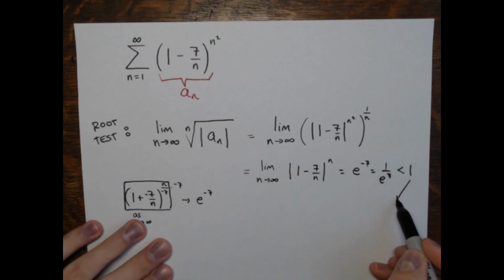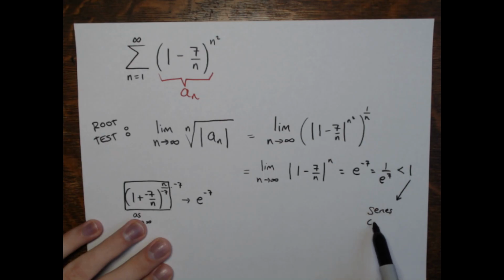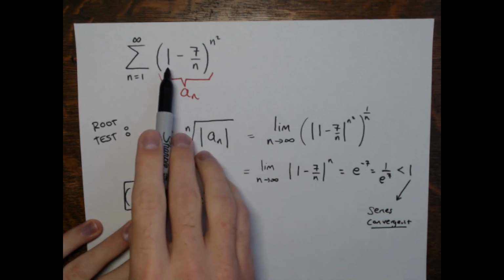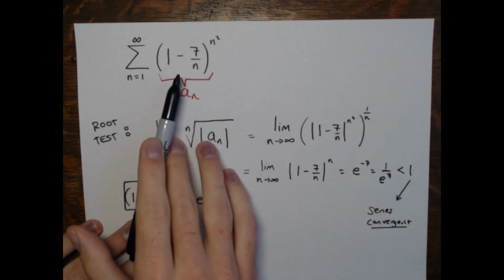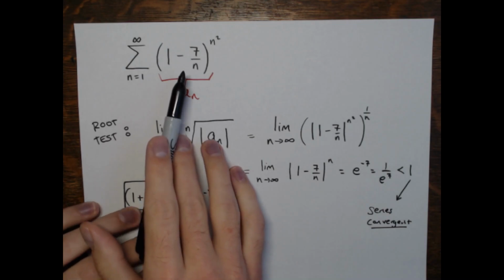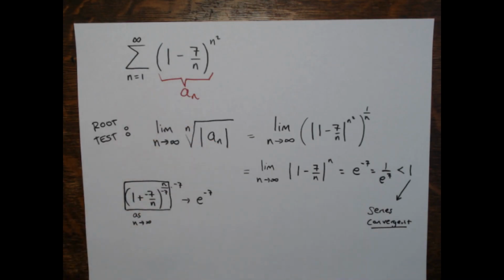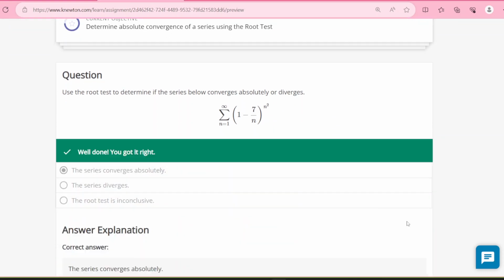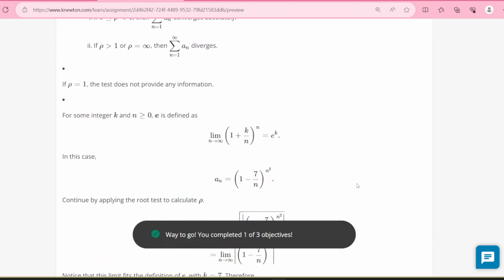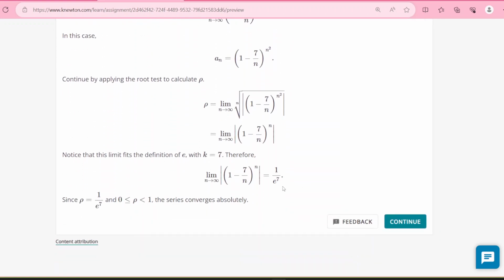So because this limit ends up being less than 1, our series is absolutely convergent. Again, absolute convergence means you make all the terms positive and then that converges. And if that's happening, then even the original series with some negatives in it would also converge. So the series is absolutely convergent by the root test. And again, that limit should have been e to the -7th, 1 over e to the 7th.